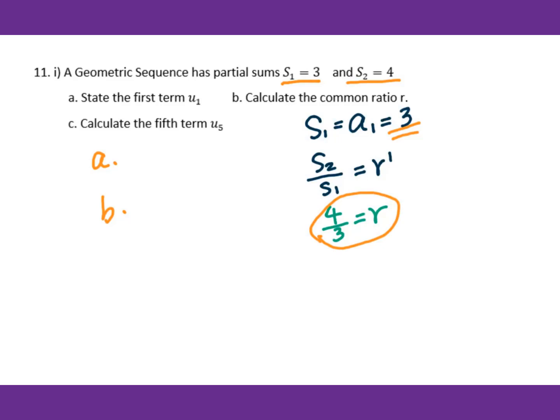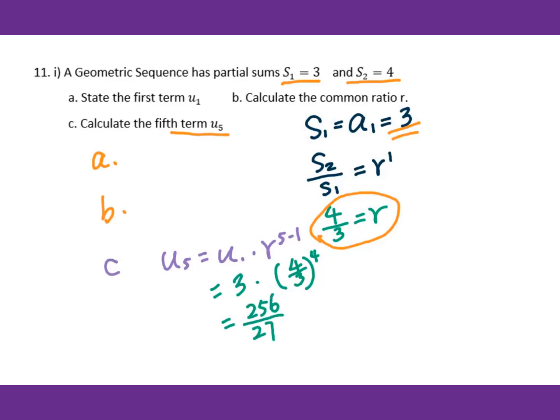Then calculate the fifth term. For C, u sub 5 equals u sub 1 times r to the 5 minus 1 power. Therefore, u sub 1, that's 3, times 4 over 3 to the 4th power. So 256 over 27 will be u sub 5.